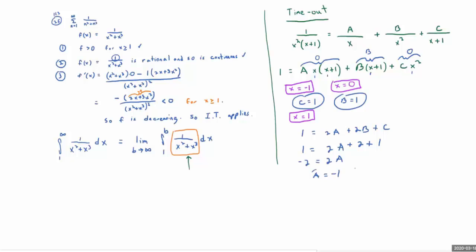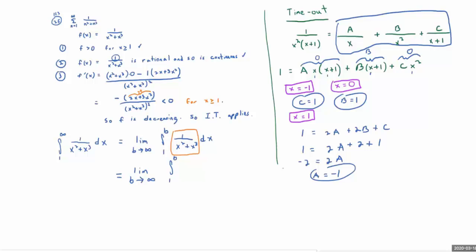So we've got the a, the b, and the c. We'll decompose this, and I'll write it over here because I didn't want to put all that down here. This is the limit as b goes to infinity, integral from 1 to b of, what was a? -1, so -1 over x, plus b over x squared, which is 1 over x squared.